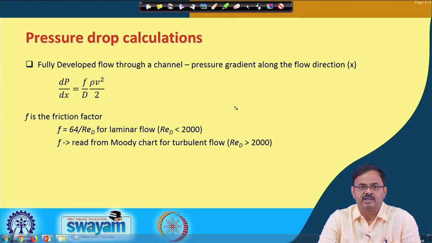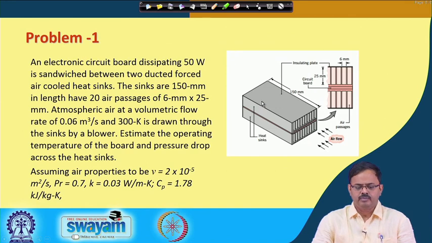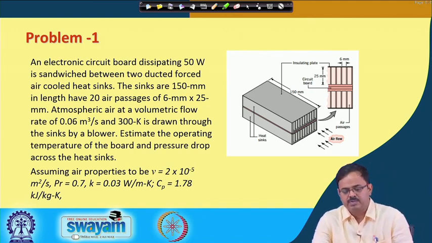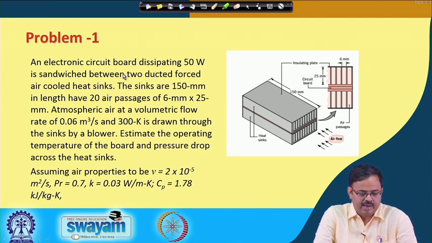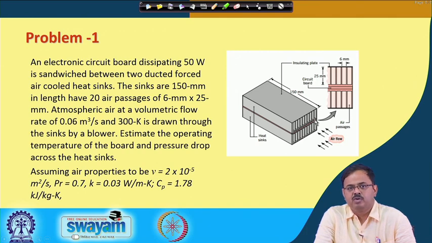Clear? All right. So, with that background, we will now look into a couple of problems. Here I will not solve them, I will just outline the steps, and I will ask you to complete the calculations at your own time, because you need to get that practice. The first problem is about forced convection. An electronic circuit board dissipating 50 watts is sandwiched between two ducted forced air cooled heat sinks. This is a problem from Incropera and Dewitt.